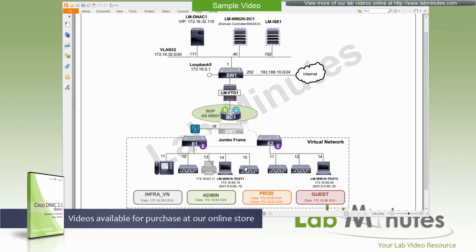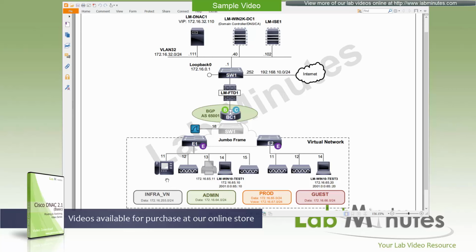That's currently configured with the static IP of 172.16.65.10. And then the second Windows 10 is connected to E2, so that way we can test the connectivity between the edge switches through the fabric. That one is Win10-test3 and has the IP of 65.20. The printer over here also has a static IP of 65.11.